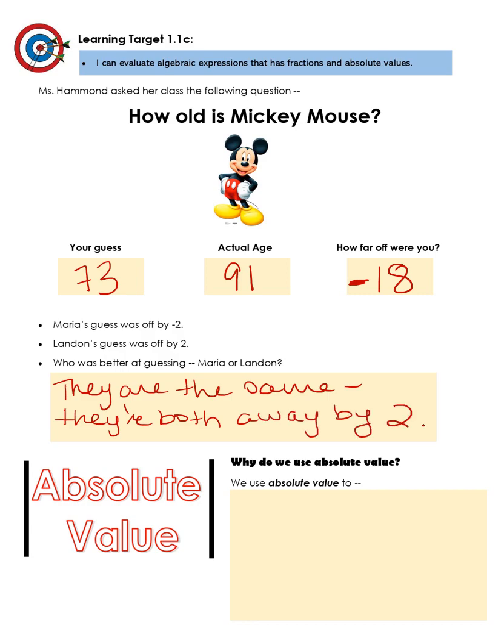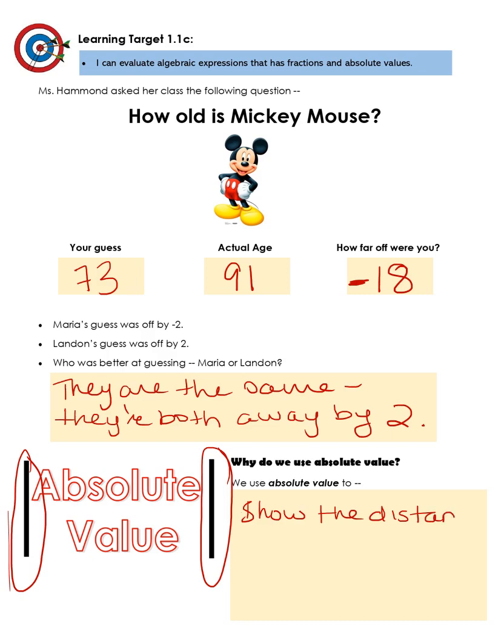So in a situation where you're trying to tell the reader that you don't care whether the answer is above or below a value, we use something called the absolute value. The absolute value is indicated by these bars right here. So why do we use absolute value? We use absolute value to show the distance a value is from 0. Right? We don't care if it's over or under.